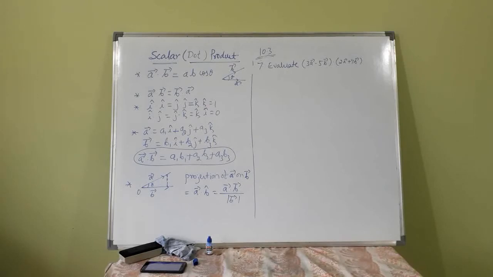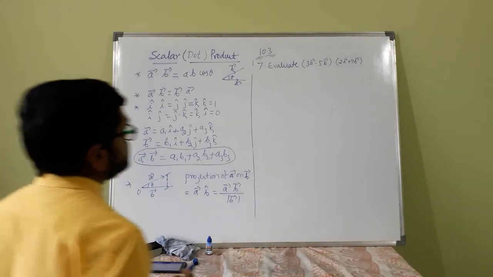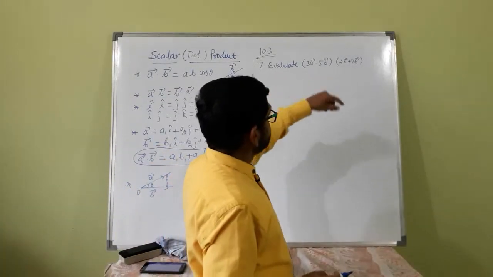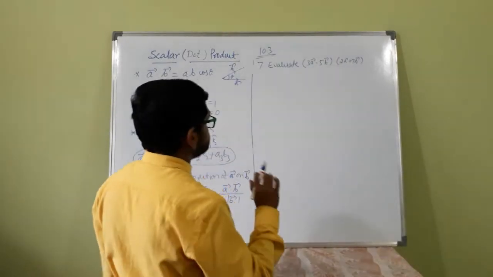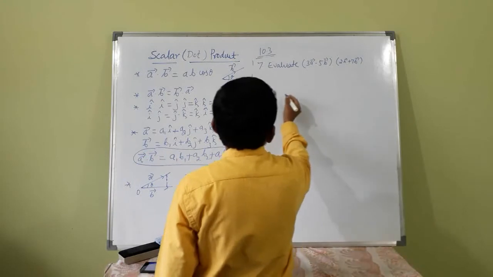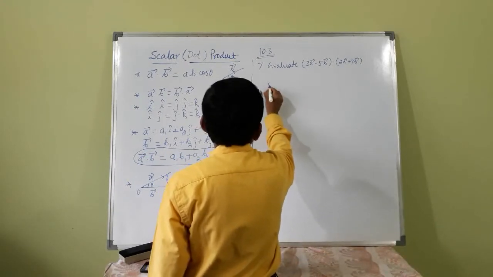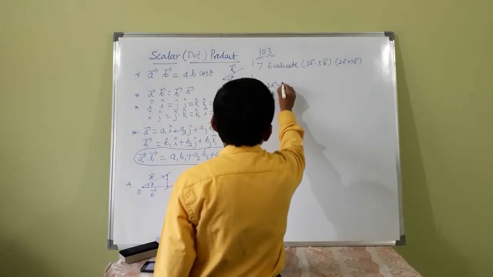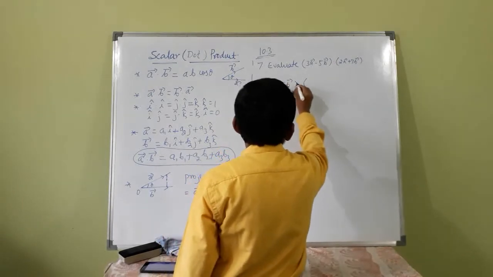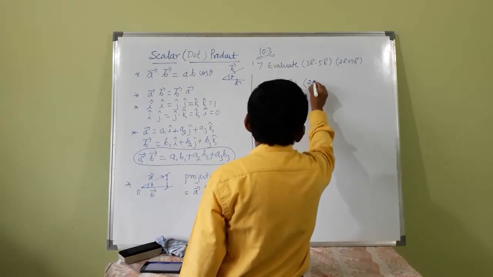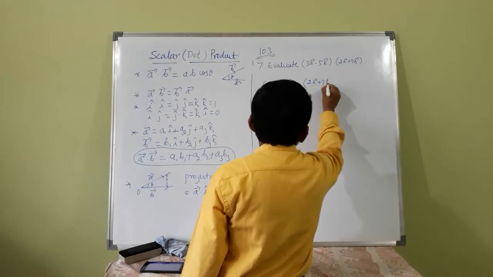Evaluate 3A minus 5B vectors dot 2A plus 7B, that means you have to find the value of that. See, 3A minus 5B dot 2A plus 7B.